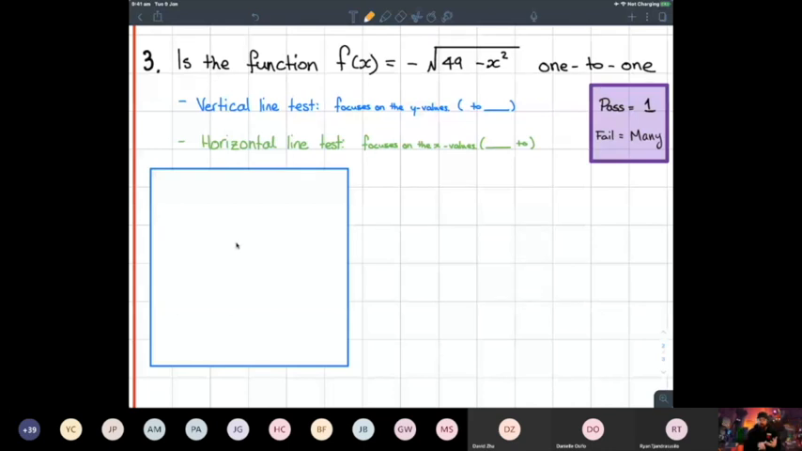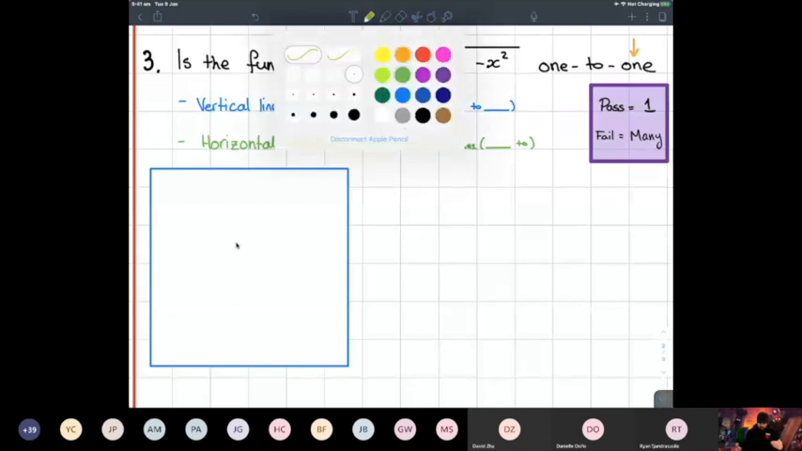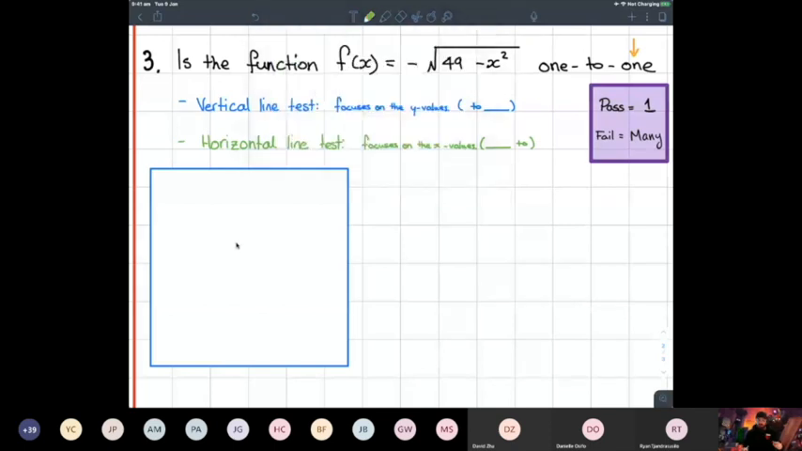We need to do our horizontal line test and our vertical line test. Remember that our vertical line test focuses on the y values, so it tells us the second part. It will tell us if it's a many-to-one or too many. And the horizontal line test focuses on the first part, our x values, and again, it will tell us what's happening there.